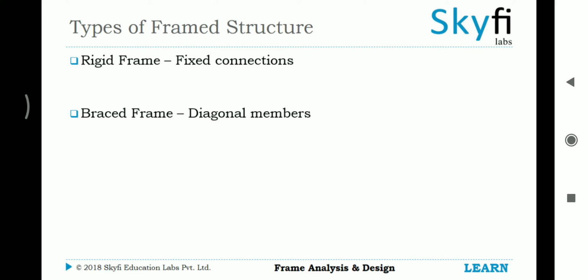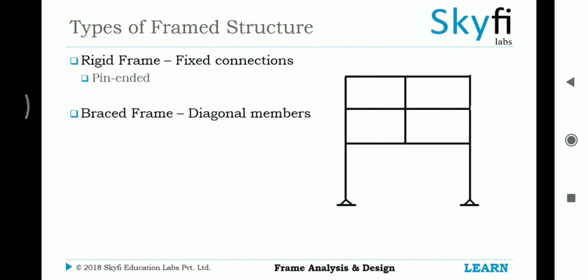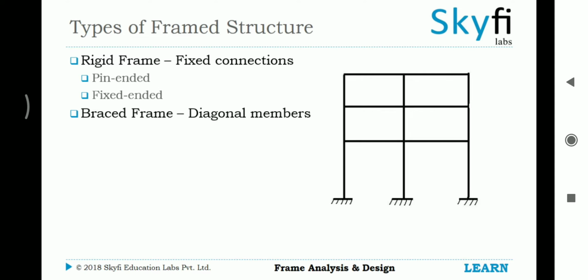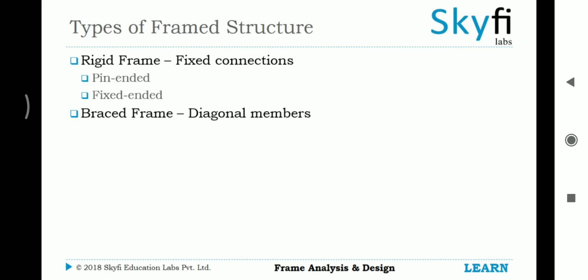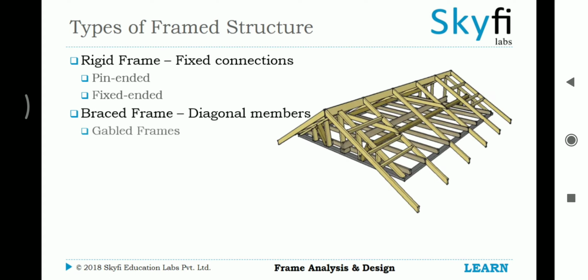Under rigid frames, you have pin-ended frames, which have pinned connections as supports, and fixed-ended frames, which have fixed connections as supports. There are two major types of braced frames. Gabled frame structures usually have the peak at their top. These frame systems are in use where there are possibilities of heavy rain and snow.